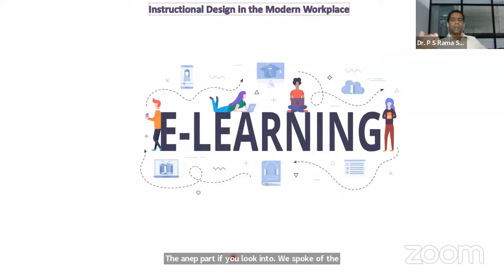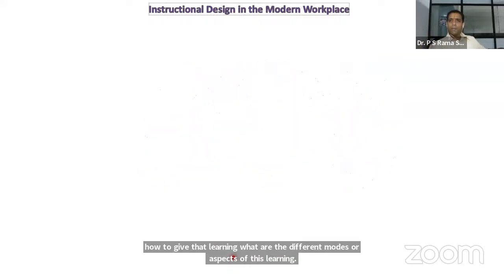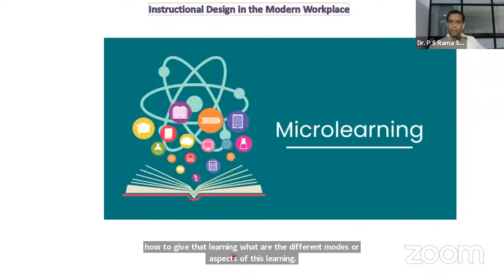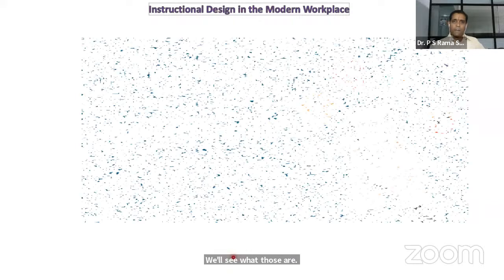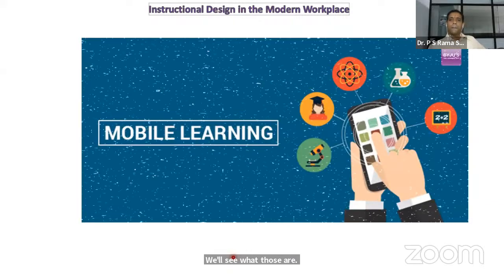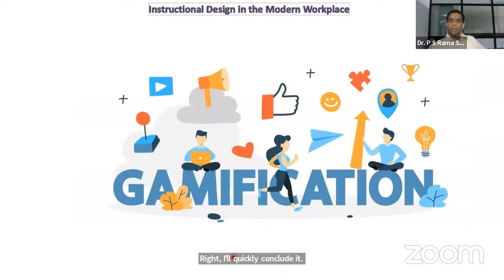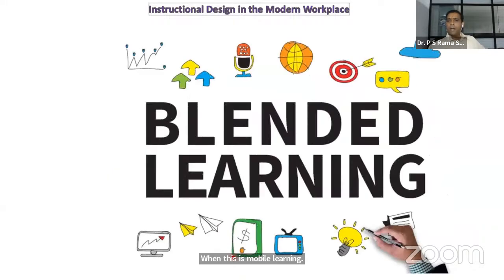So now the NEP part, if you look into, we spoke of the learning part. Now, how to give that learning? What are the different modes or aspects of this learning? One is the e-learning part, right? Then there is the micro learning. We'll see what those are, right? I'll quickly conclude it. Then there's the mobile learning. Then the gamification, blended learning, right?